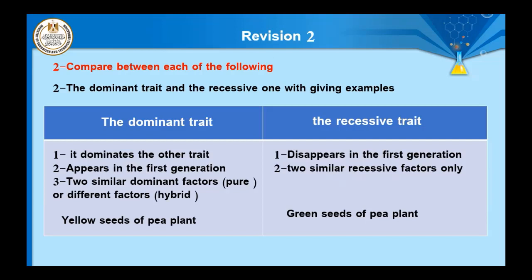Again, to make the comparison between dominant trait and recessive trait: number one, the dominant trait dominates the other and appears in the first generation, and can be formed from two similar factors or two different factors. Two similar factors must be dominant factors. When the factors are different, which is called hybrid, one of them is dominant and the other recessive. Recessive trait disappears in the first generation and is formed from two similar recessive factors only. So recessive trait must be pure trait.